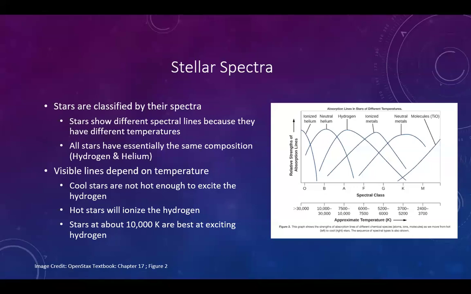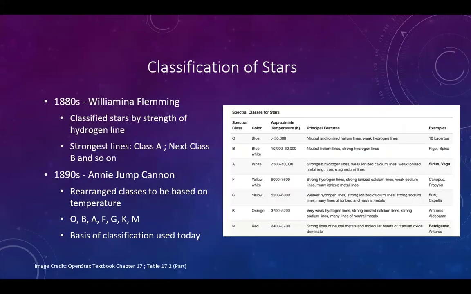And then the scale was originally looking at the strength of the hydrogen line, which is why A is at the peak of hydrogen. So A had the strongest, then B, and so on. And so they put together a scale where in the 1880s, Wilhelmina Fleming classified stars by the strength of the hydrogen line. The strongest lines were class A, the next was class B, and so on. And then in the 1890s, Annie Jump Cannon rearranged these classes to be based on temperature. And this is the basis of the classification we use today, with the hottest stars being O, then B, A, F, G, K, and the coolest stars being N.